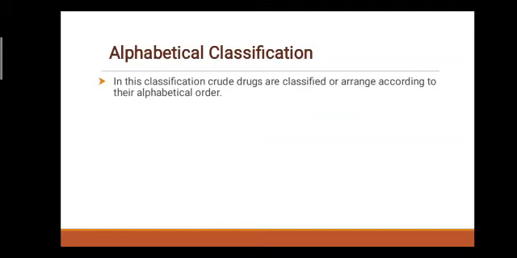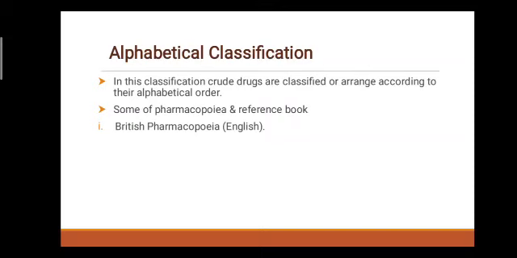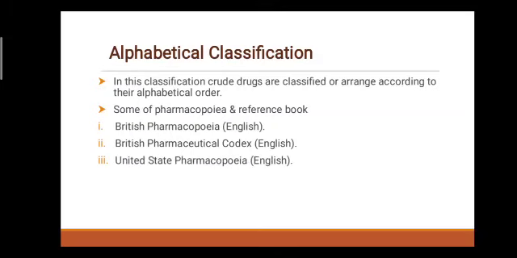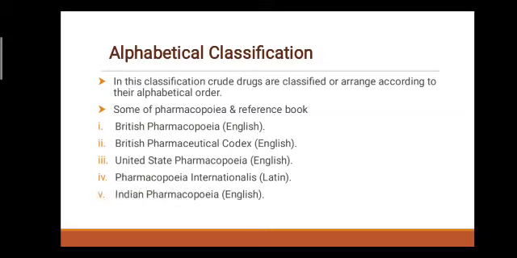In this classification, crude drugs are classified or arranged according to their alphabetical order. Some pharmacopoeias and reference books: first, British Pharmacopoeia in English. Second, British Pharmaceutical Codex in English. Third, United States Pharmacopoeia in English. Fourth, Pharmacopoeia Internationalis in Latin. Fifth, Indian Pharmacopoeia in English. Sixth, British Herbal Pharmacopoeia in English.